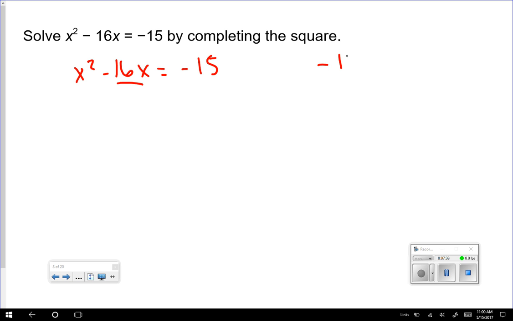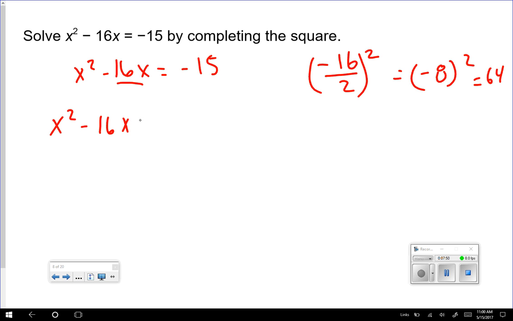So I'm going to take negative 16 divided by 2 and then square that, okay? So I get negative 8 squared, which would give me 64. So what I'm going to do here is add 64 here. If I do something to one side of the equation, what do I have to do to the other? I need to add 64 over here as well, okay? Hopefully that makes sense.